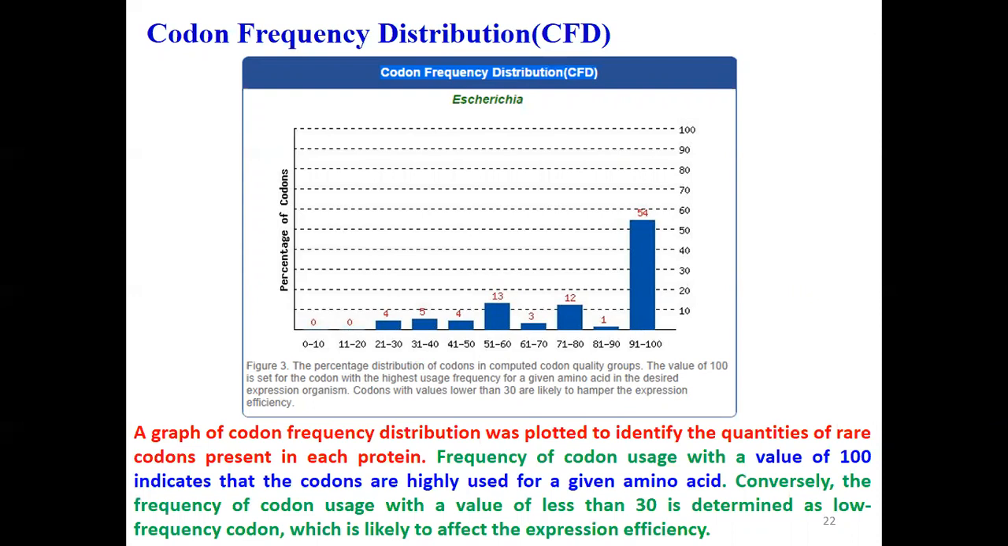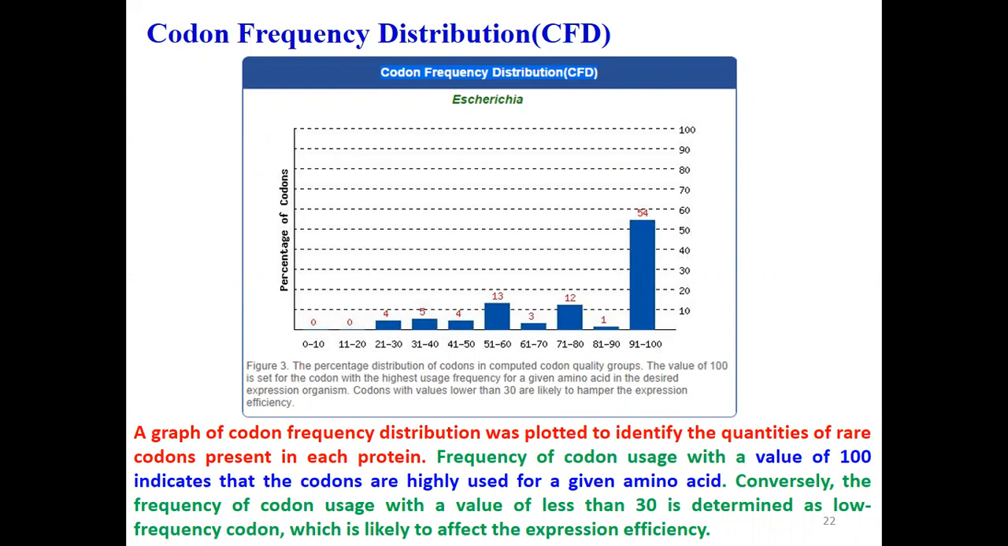Here, a graph of codon frequency distribution is plotted to identify the quantities of rare codons present in the desired protein. A frequency of codon usage with a value of 100 indicates that the codons are highly used for a given amino acid. Conversely, a frequency of codon usage with a value of less than 30 is determined as low-frequency codons, which is likely to affect the expression efficiency. For example, there are only four codons ranged between 21 to 30 and 31 to 40, but most codons, like 54, are present in the 91 to 100 range.